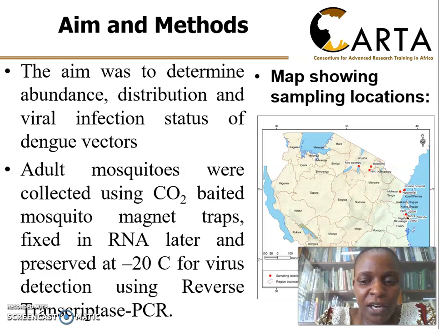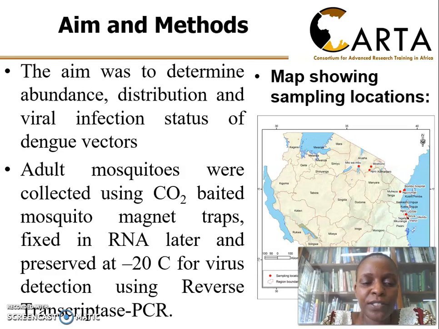Although in Tanzania we have had several dengue epidemics and other arboviruses such as Rift Valley fever, and we also have some few cases of chikungunya, the abundance, distribution, and viral infection status of the vector is largely unknown. So this is the gap that we set to address.